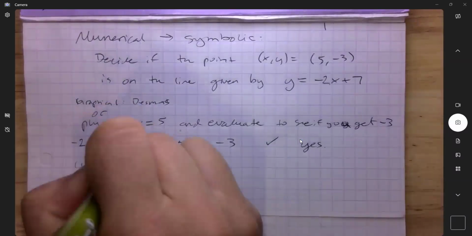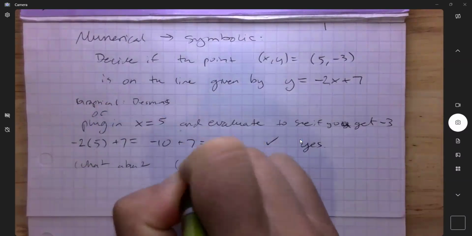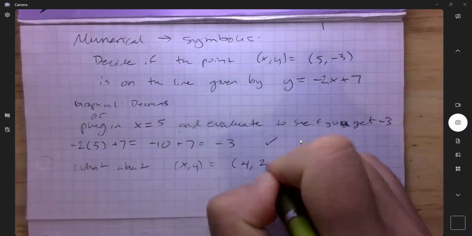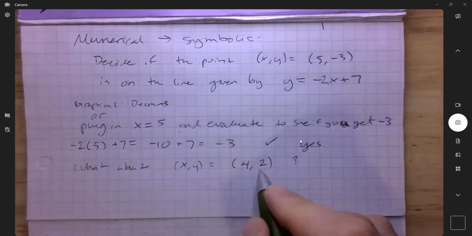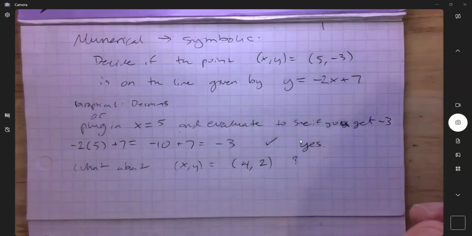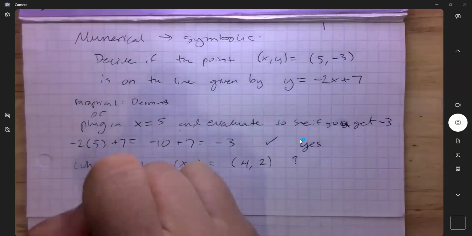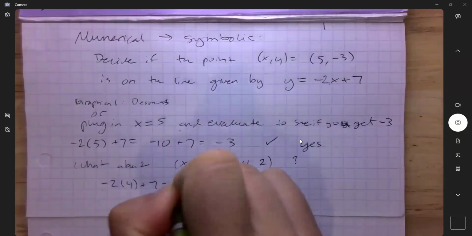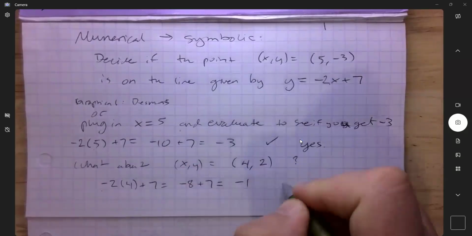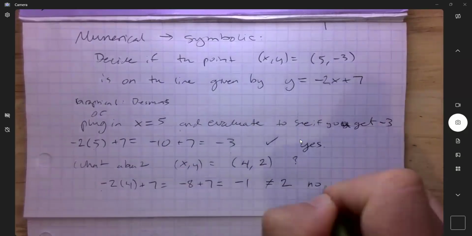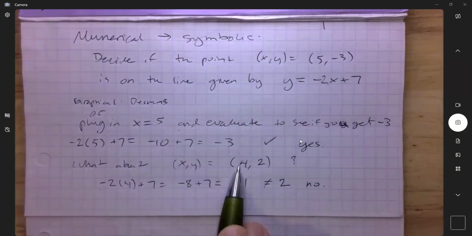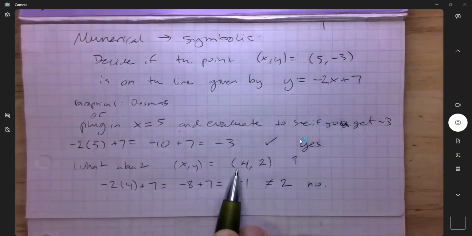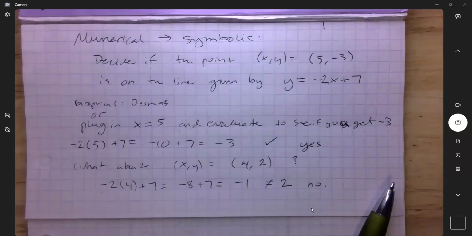What about the point (x, y) = (4, 2)? I'm going to keep it easy for myself. Right, is the point (4, 2) on the line given by that equation? So let's just try it. -2 times 4 plus 7 equals -8 plus 7 equals -1. But -1 is not equal to 2. So this point (x, y) is not on the line y = -2x + 7. And again, in Desmos, it would be really quick and easy to see that. Let me show you.